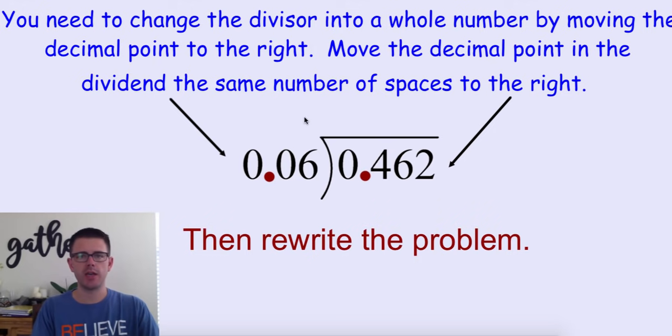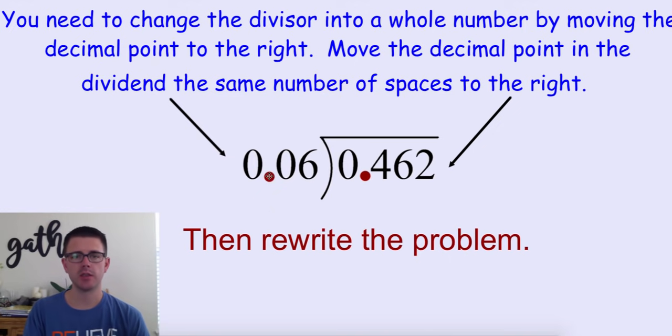All right, so get this jotted down and then we're going to talk about it here. It says you need to change the divisor, that's our number out front, into a whole number by moving the decimal point to the right. So basically we want to move this to the right until this becomes a whole number. But here's the important part. Move the decimal point in the dividend, that's the number on the inside, the same number of spaces. So basically we have to treat both numbers equally. Effectively what we're doing is multiplying by 10 or 100 to change them into a whole number. We just have to treat both parts of the problem equally so that we're not changing what the intended problem is trying to solve.